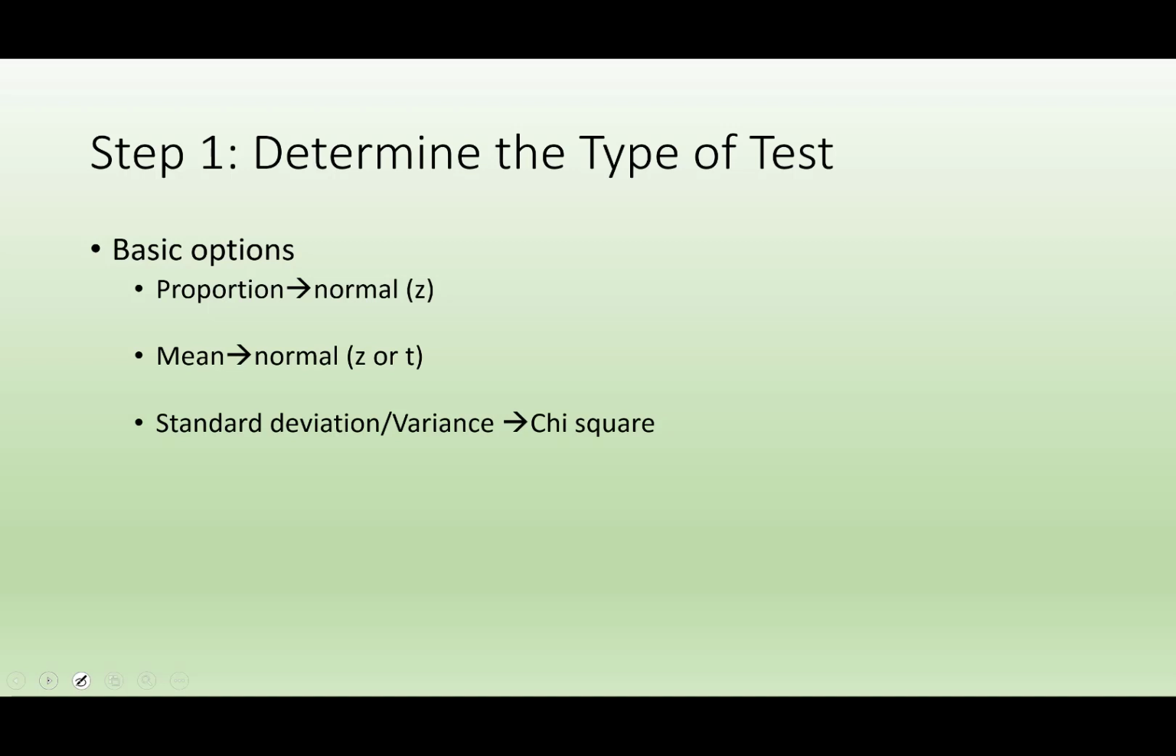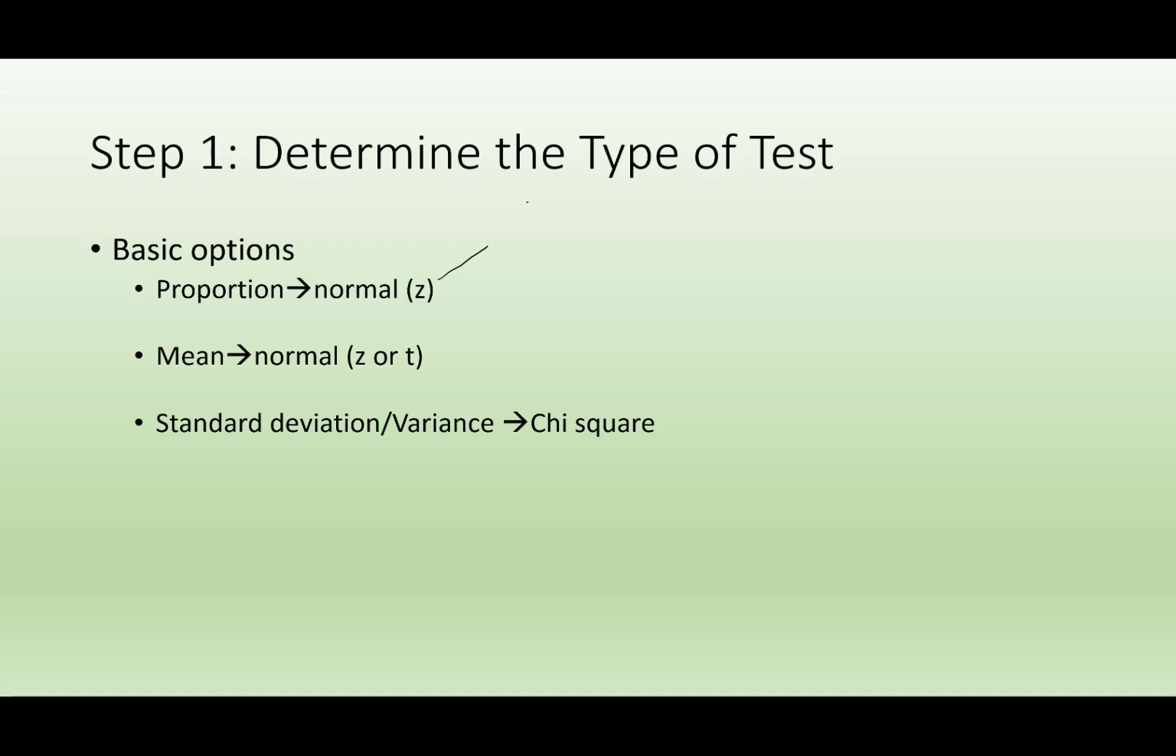Now we're going to run through the basic steps of doing a hypothesis test. And the first thing that you would need to do is determine the type of test that you are working with. So the basic options that you'll see in most introductory statistics courses are going to be working with proportions, working with means, or working with standard deviations or variances. Now, an example of each of these.